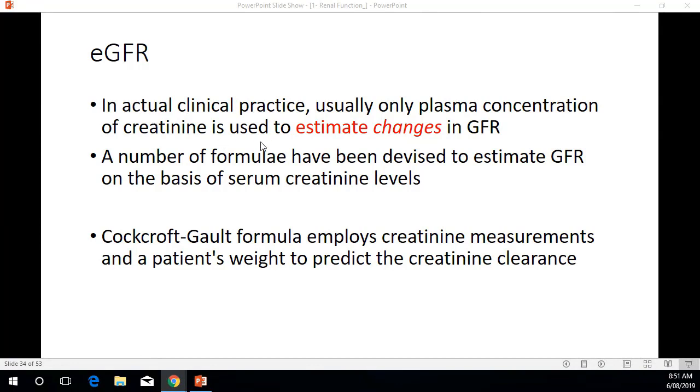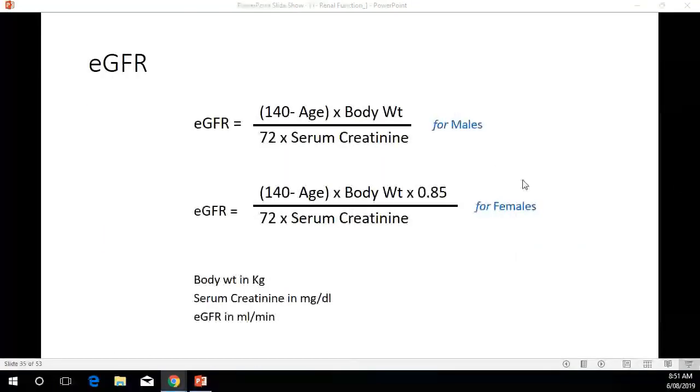In actual clinical practice, we only take one plasma sample. We measure the amount of creatinine in the blood. And there is a formula. You need to have the patient's body weight. And then you can use the formula to calculate GFR. Okay? There are many formulas. The Cockcroft-Gault formula is the one which is commonly used. And this is the formula.